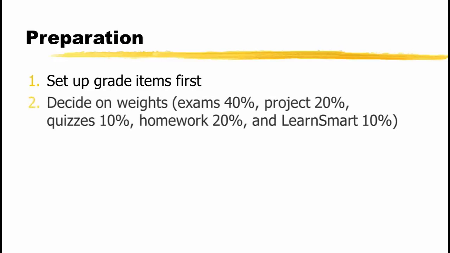2. Decide on your weights. D2L handles weights on a 100-point scale, so you can decide on weights as percentages. For this example, my course has the following weights. Exams count 40%. There are 3 exams, and each exam is split into 2 parts, concepts and problems. The 3 concept exams and 3 problem exams will count the same. That is, they will all be weighted equally.